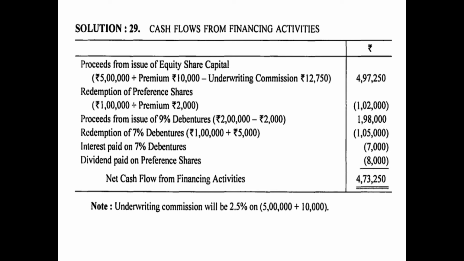Now the note which I have already explained to you: underwriting commission will be 2.5% on issue price, and issue price is the face value 5 lakh plus the premium of 2%, that is 10,000, that means 5 lakh 10,000. So I hope this question is clear to you, children.